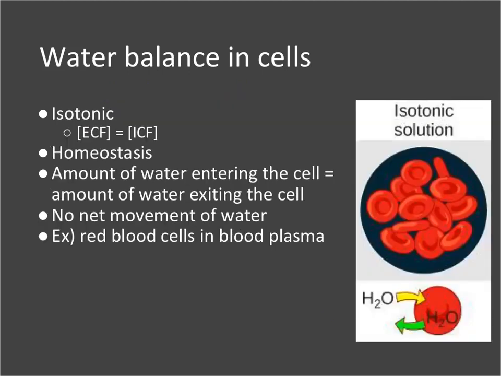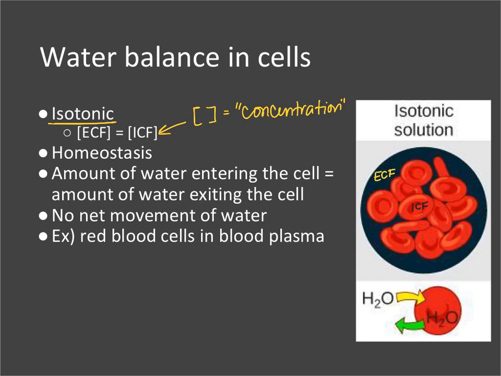The first condition that we're going to look at when it comes to water balance in cells is this isotonic condition. And in an isotonic condition, it means that the extracellular fluid, so the fluid that is outside of a cell, is going to be the same as the concentration of the fluid inside the cell. So if we look at these little brackets here, these brackets mean concentration.